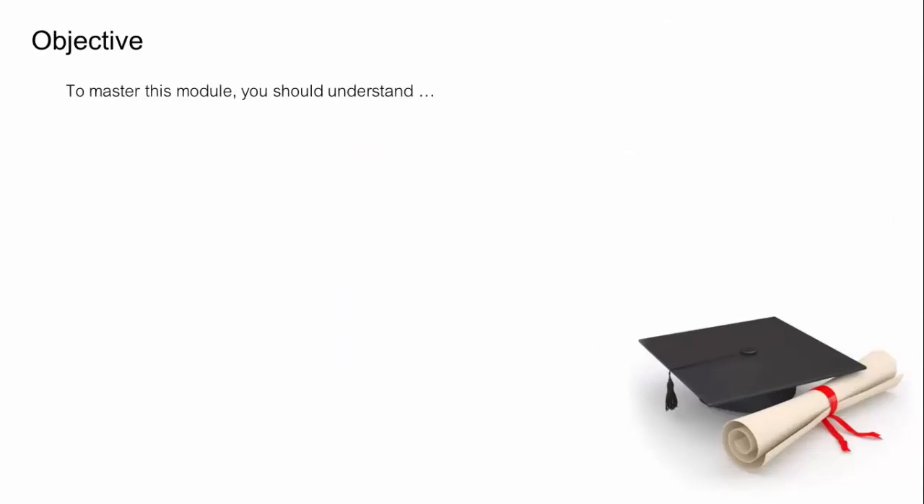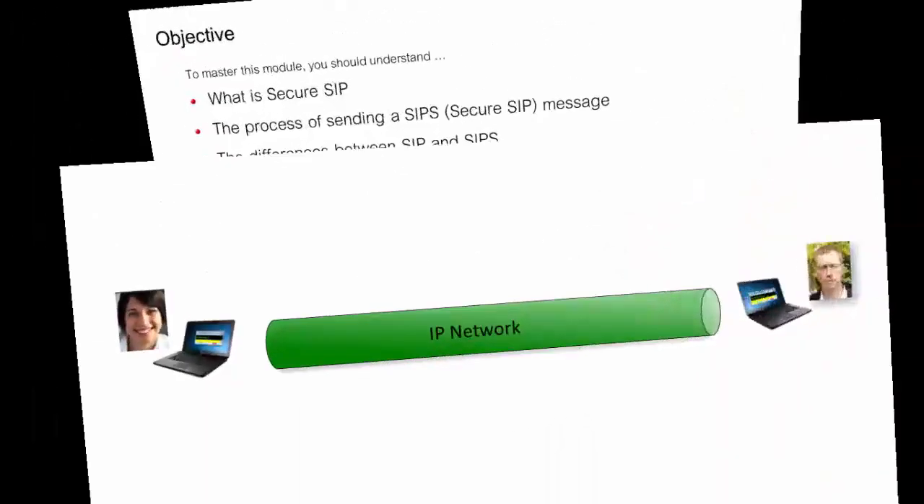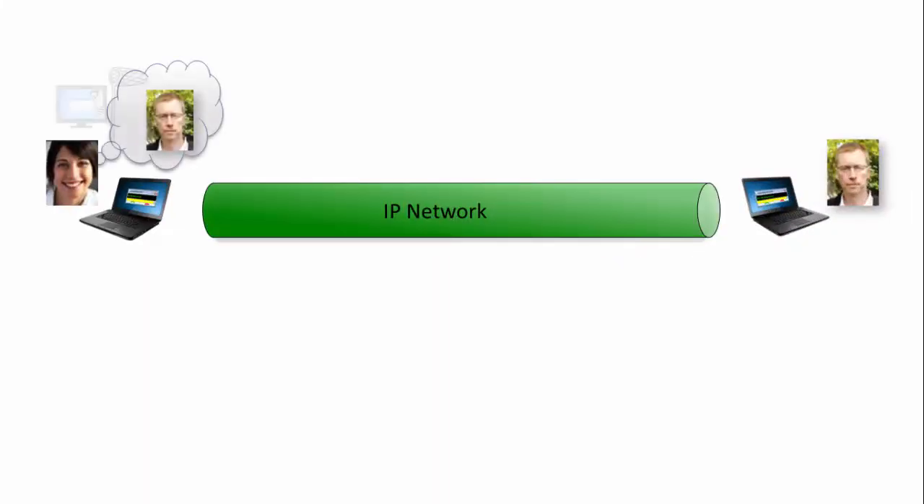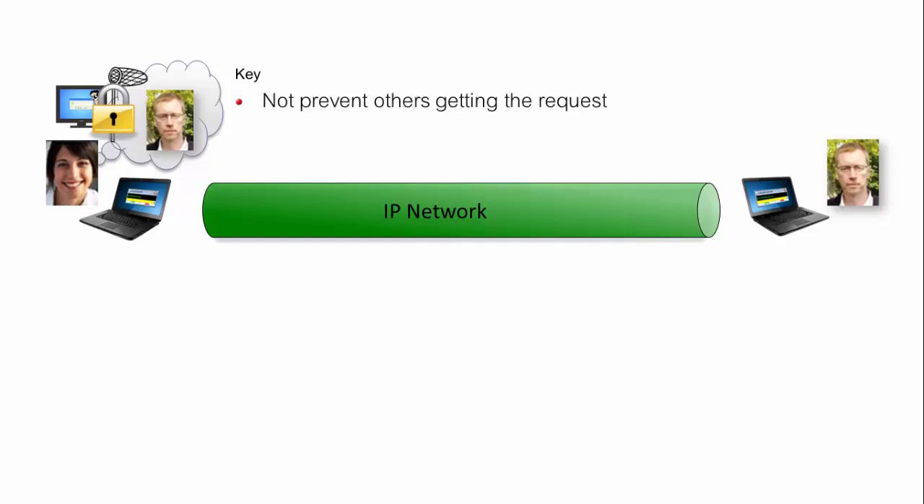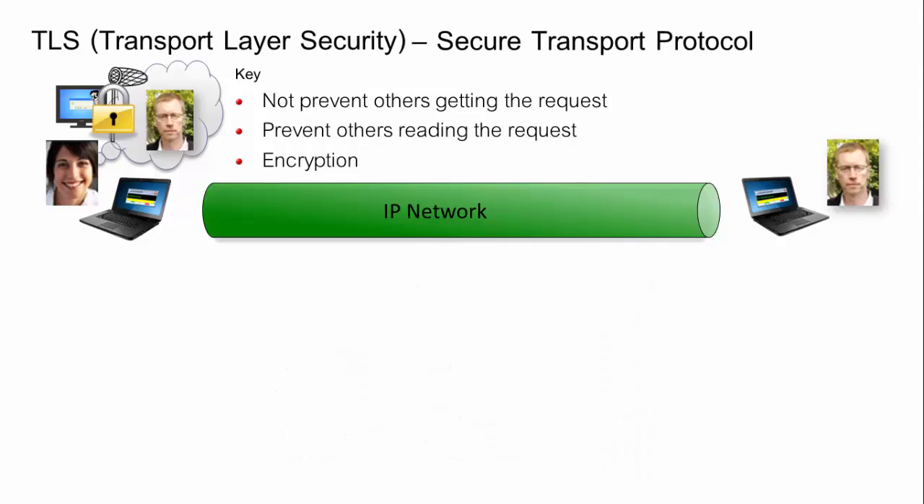In this lesson, we'll discuss Secure SIP, how SIP-S messages are sent, and the difference between regular SIP and Secure SIP-S. Now, imagine Alice wants to call Dave without her messages being maliciously intercepted. The key to this kind of transport security is not preventing others from getting the request, but preventing them from reading the request, something achieved through encryption inherent in a different transport protocol, not UDP or even TCP, but TLS or Transport Layer Security. Let's look for a moment at TLS.